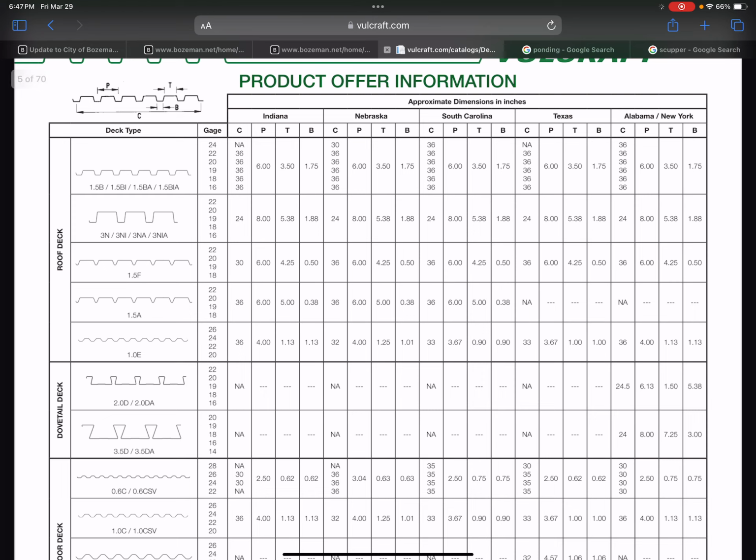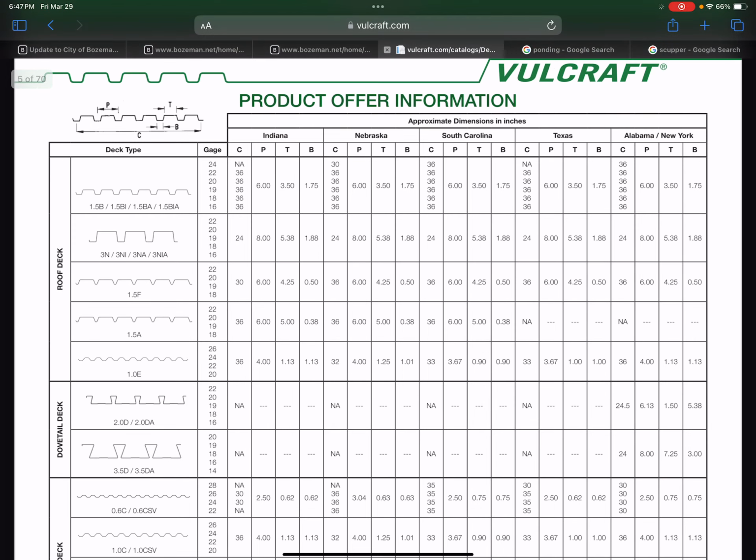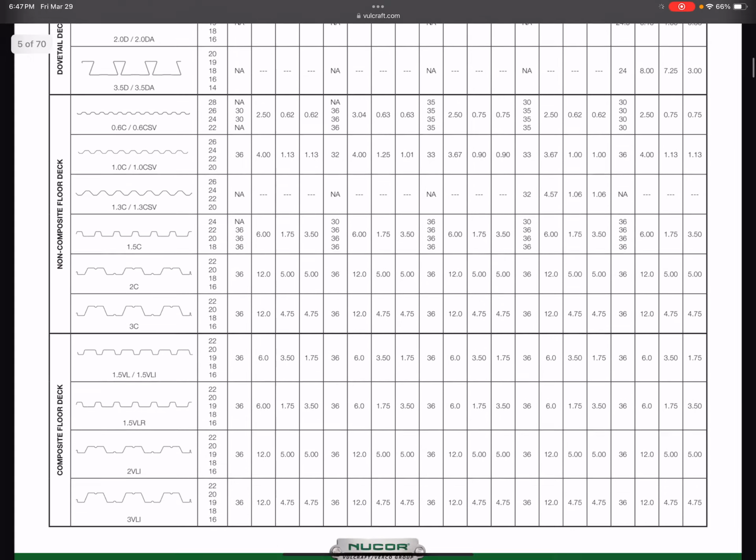So you can see here for roof deck, there's a bunch of different profiles that they use. The most common one is 1.5 inch or potentially 3-inch deck, depending on what type of loads you have. The 1.5 inch metal deck is very common. You can see here it's made throughout all of their production facilities across the U.S. It comes in different gauges. So some of you have probably seen this on job sites before. Usually it's a galvanized product so that it doesn't rust.